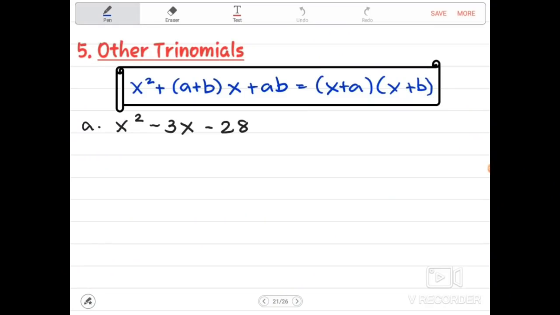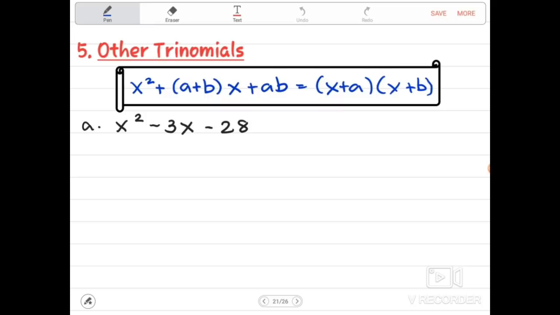Hi! In this video, we are going to discuss the fifth type of factoring or the last type of factoring, which is the other trinomials. So, the formula will be x squared plus quantity a plus b times x plus ab is equal to quantity x plus a times quantity x plus b. Sabi nila, isa daw to sa pinakamahirap na uri ng factoring, lalo na kung may constant sa unahan ng first term, no? Pero try natin.